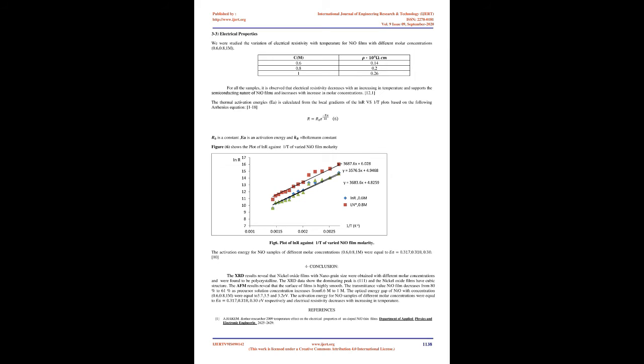It is seen from XRD patterns that 3 peaks appear, given in table 1, which are attributed to the 111, 200, 220 diffraction peaks and clearly indicate that the NiO phase exists in its face-centered cubic FCC structure, which is in good agreement with Joint Committee on Powder Diffraction Standards, JCPDS card number 04-0836. Conclusion. The XRD results reveal that nickel oxide films with nano-grain size were obtained with different molar concentrations and were found to be polycrystalline.